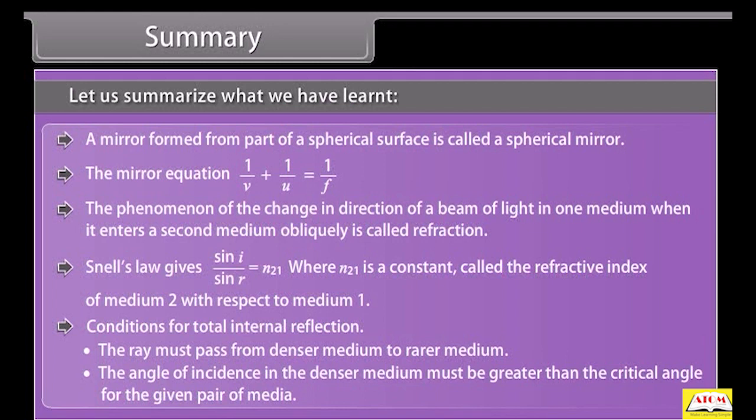Conditions for total internal reflection: the ray must pass from a denser medium to a rarer medium. The angle of incidence in the denser medium must be greater than the critical angle for a given pair of media.